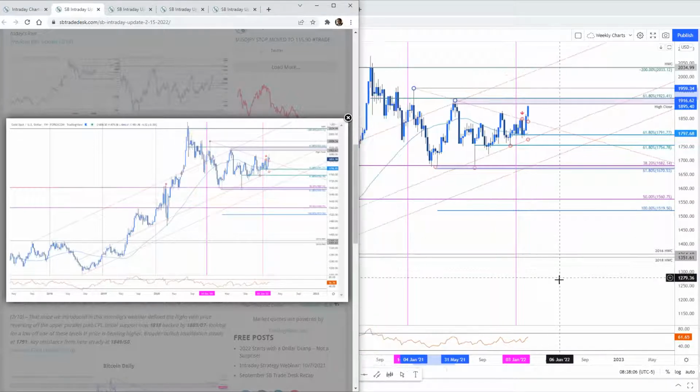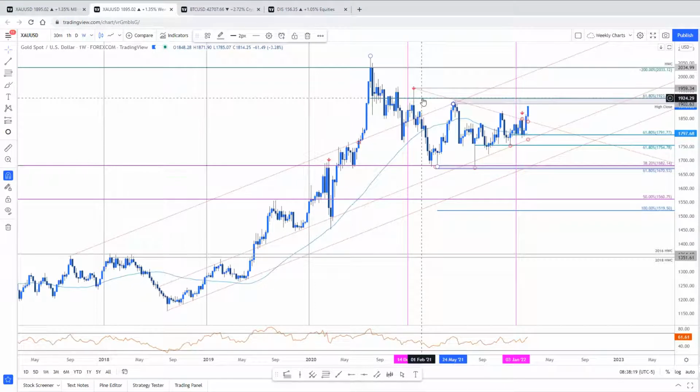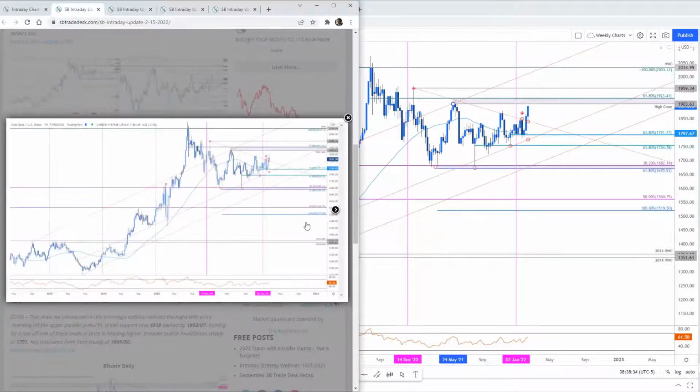Your key resistance levels at the high close from last year, that's 1903, okay, into 1923 which is the 618 of the decline. So a critical level, right? You got the high close, the May stretch high, the 618. It's all strapped up right here, just above 1900. Now that's on the weekly charts. You're getting that kind of clarity.